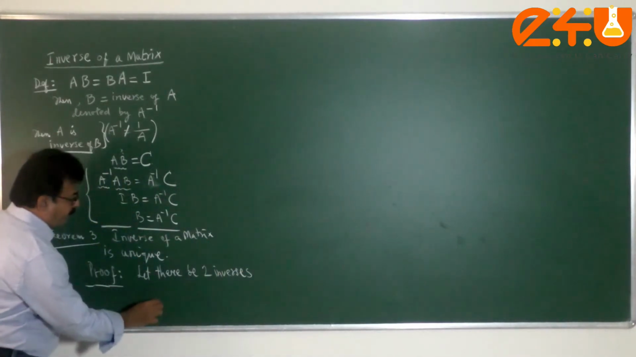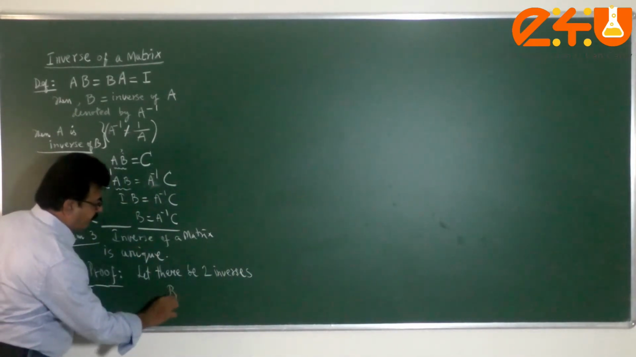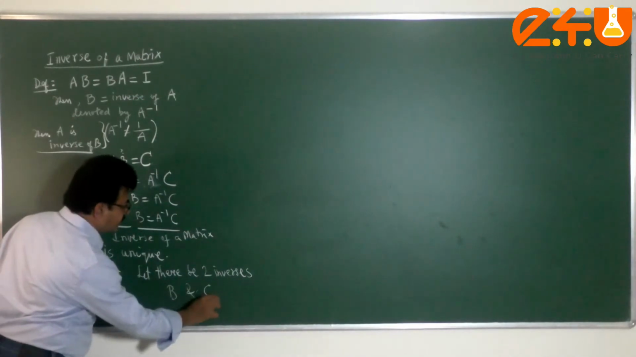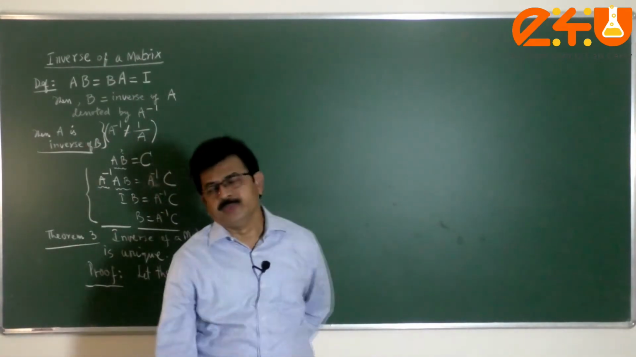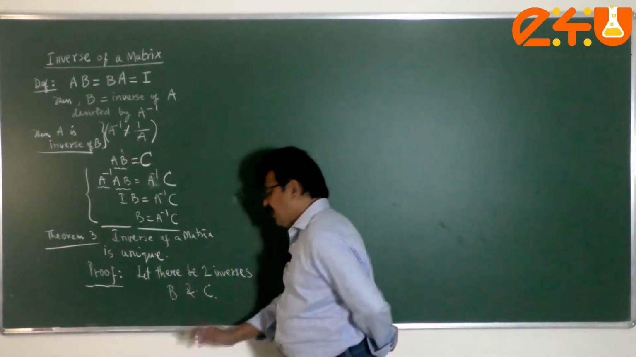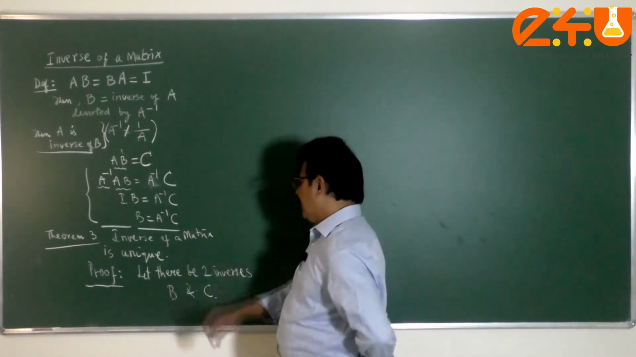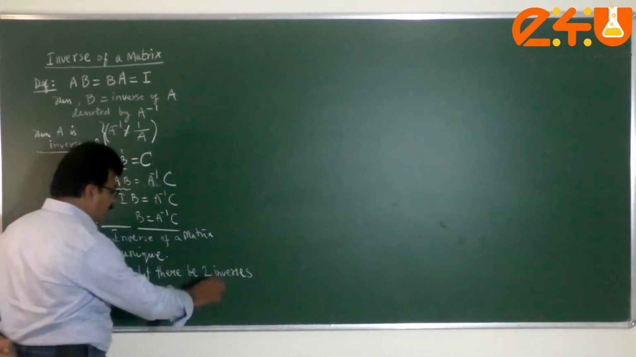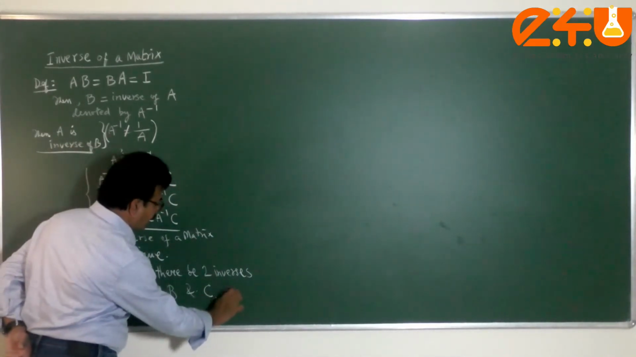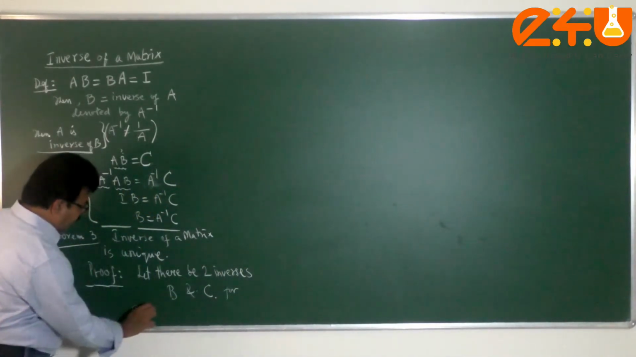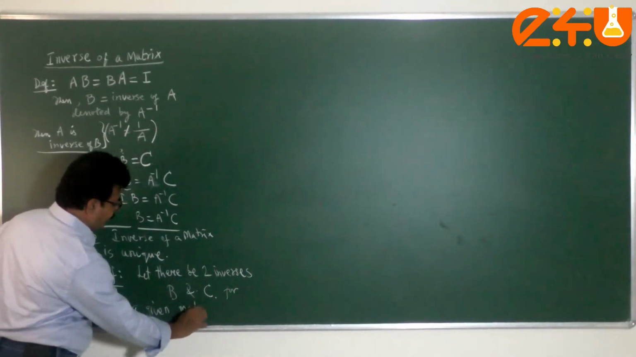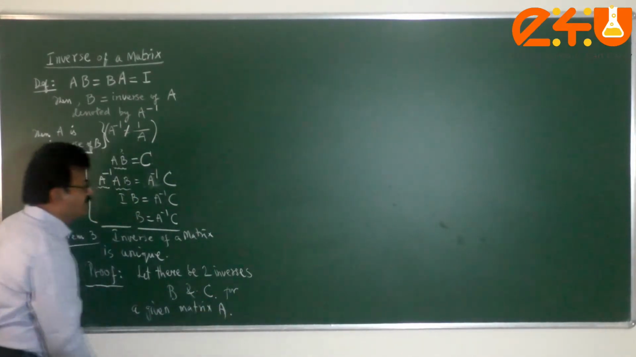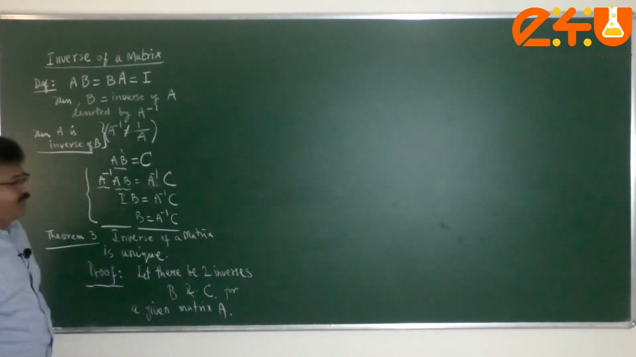Okay, let one be B and another one C. Both are inverses of, we are assuming, both to be inverses of a given matrix A. Two inverses B and C for one given matrix A.